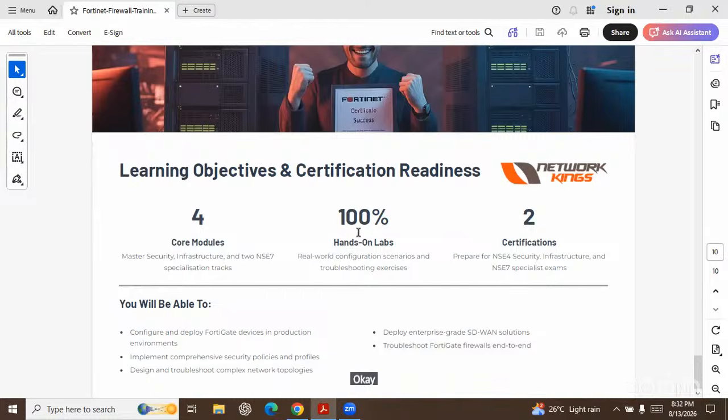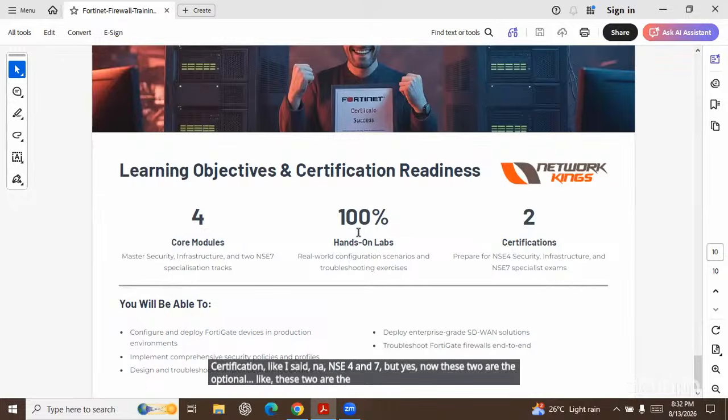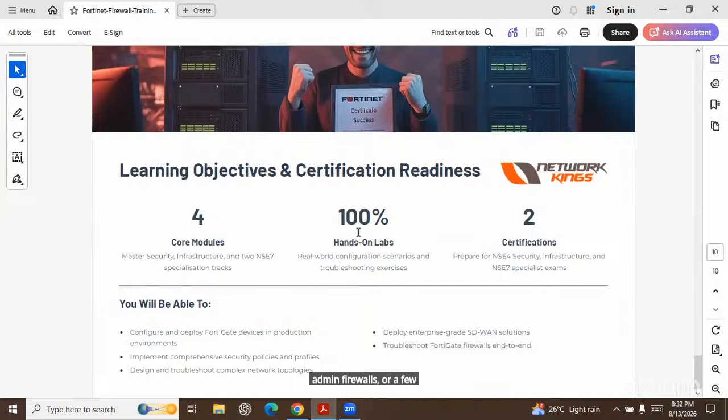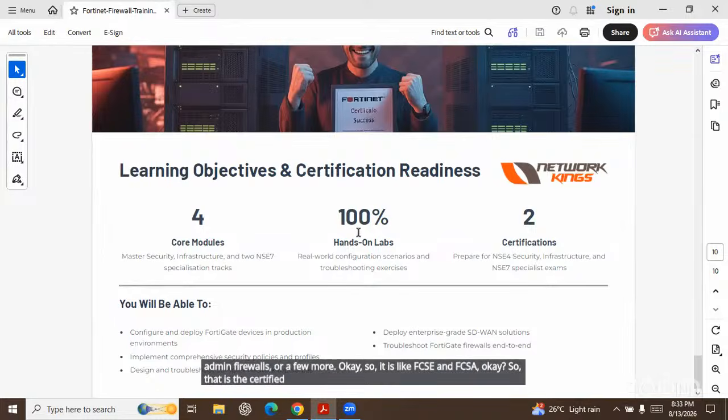So, which certification do I want to pursue for that? Like I said, NSE 4 and NSE 7. These two are the core certifications. And after that, you also have to do one optional cert from a list of the admin firewalls or a few more. It is like FCSE and FCSA, that is Certified Specialist and Certified Associate. So these are the levels you can crack in terms of the FortiGate firewall.